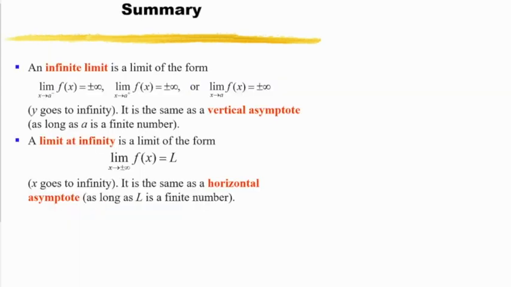Just a quick summary, an infinite limit is a limit of the form where we're approaching a finite value for x and getting an infinite value for y. A limit at infinity is a limit of the form where we're going to an infinite limit for x, and we may get either a finite or an infinite limit for y.